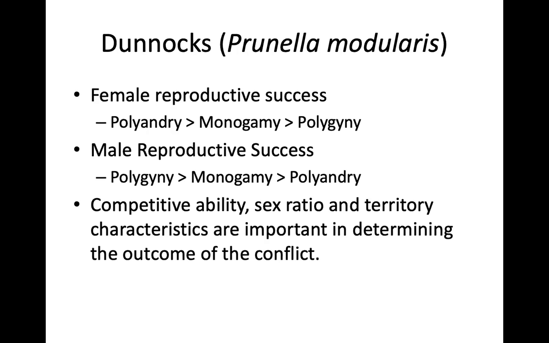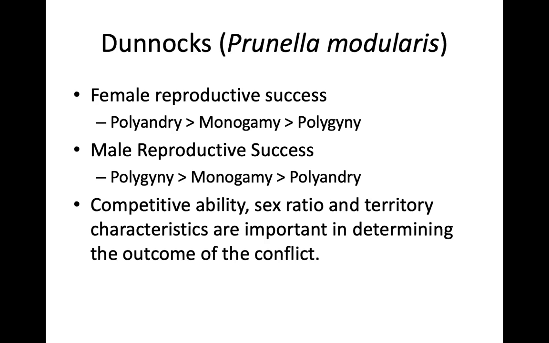When you have a skewed sex ratio, if the sex ratio is skewed such that you have way more males than females, what would you expect? What would you expect to be the dominant mating system in this species that is flexible? Polygyny? So you have a lot of males to each female. Never mind. I thought there were a lot of females. No, sorry, I made the males big.